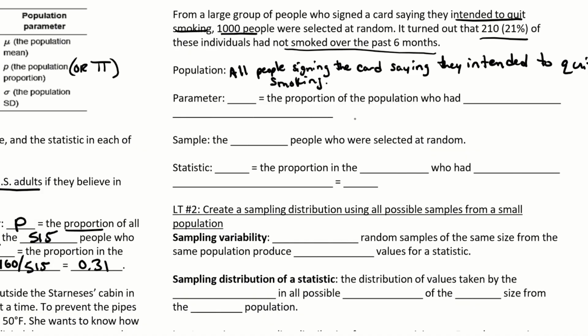Okay, now out of all these people, 1,000 were randomly selected, and the parameter is we're trying to determine the percent of people who actually did quit smoking. So the proportion of the population who had not smoked over the past 6 months. Okay, so we're going to use P for the population parameter, the proportion who had not smoked over the past 6 months.